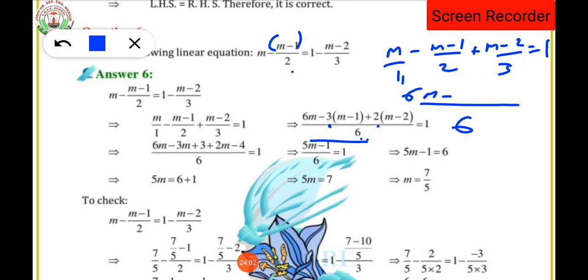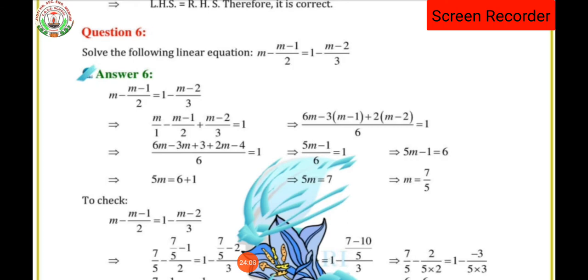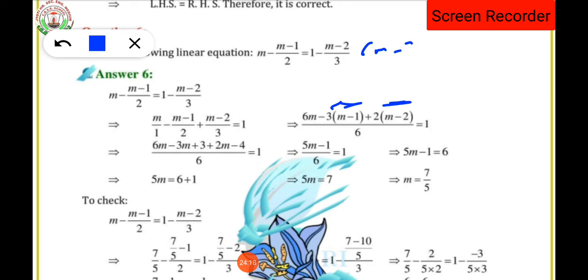So here 2 will be multiplied. Now this 3 will be multiplied inside and this 2 will be multiplied inside. समझ आया? जो 3 और 2 है यहाँ दोनों के साथ मल्टीप्लाई होगा, यहाँ भी दोनों के साथ मल्टीप्लाई होगा. तो इक्वेशन बनेगा 6m माइनस 3m प्लस 3 प्लस 2m minus 4 upon 6 is equals to 1.